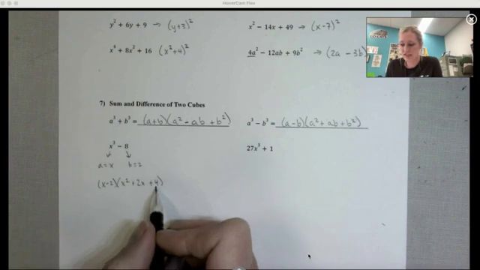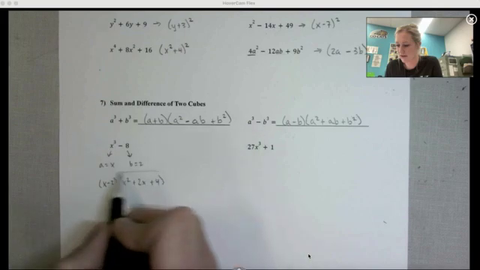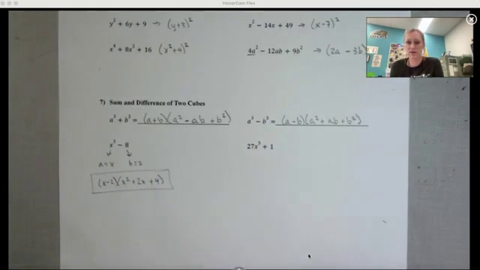I could check this, but it's never going to factor for numbers that multiply to be 4 that add to be 2. There are no real numbers that do that for us. So that is our factor.